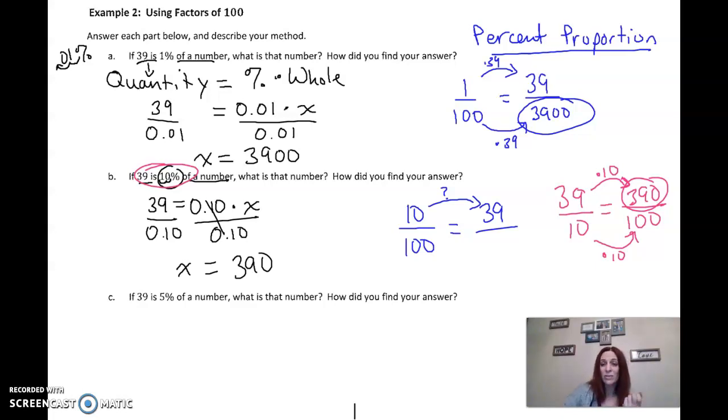The big thing with this percent proportion, and this is just another method of solving, is you have to make sure things are lined up vertically and horizontally. Here's what I mean. 10 and 100 have to be lined up vertically or horizontally, straight up and down or right next to each other. Same thing for the 10 and the 39, because 39 is 10%. They have to be lined up right next to each other or vertically with each other. Don't stress if that doesn't quite make sense. We'll work on that more as it goes on, but I just want to introduce you.